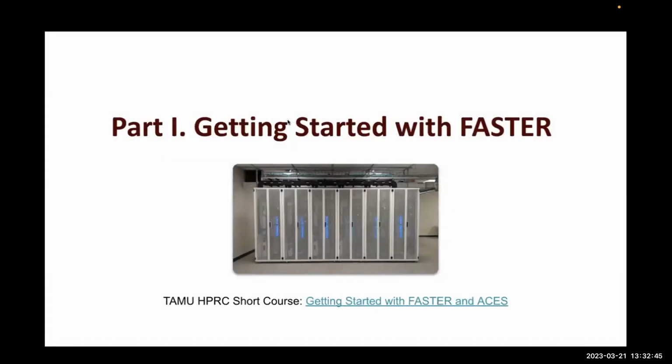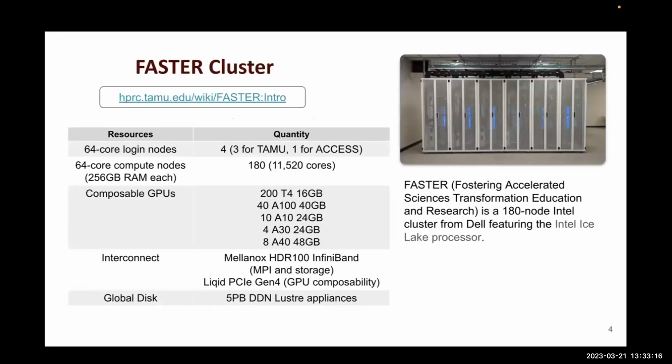So first, let's get started with FASTER. This is the machine that we'll be using for exercises. For those of you who are new to supercomputing centers, this is one of the machines you probably want to get familiar with. This is a system shared by the local A&M University researchers, and also shared by the bigger ACES community through the ACES allocation program.